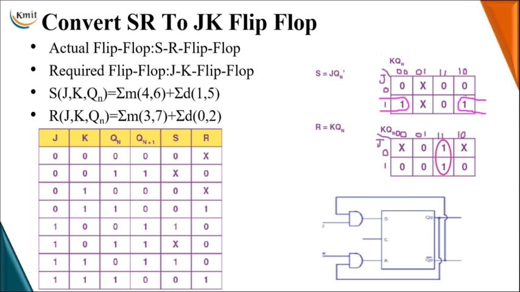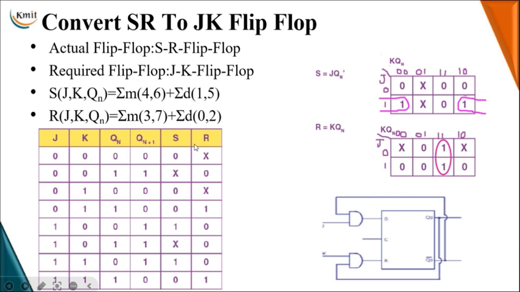Now let me take an example of SR to JK. The SR flip-flop is the actual flip-flop and the JK flip-flop is the required flip-flop. Now we are going to draw the conversion table. In that conversion table, first let me write the state table of the required flip-flop, which is JK. After writing that state table, we will find the excitation inputs of the actual flip-flop, which are SR.